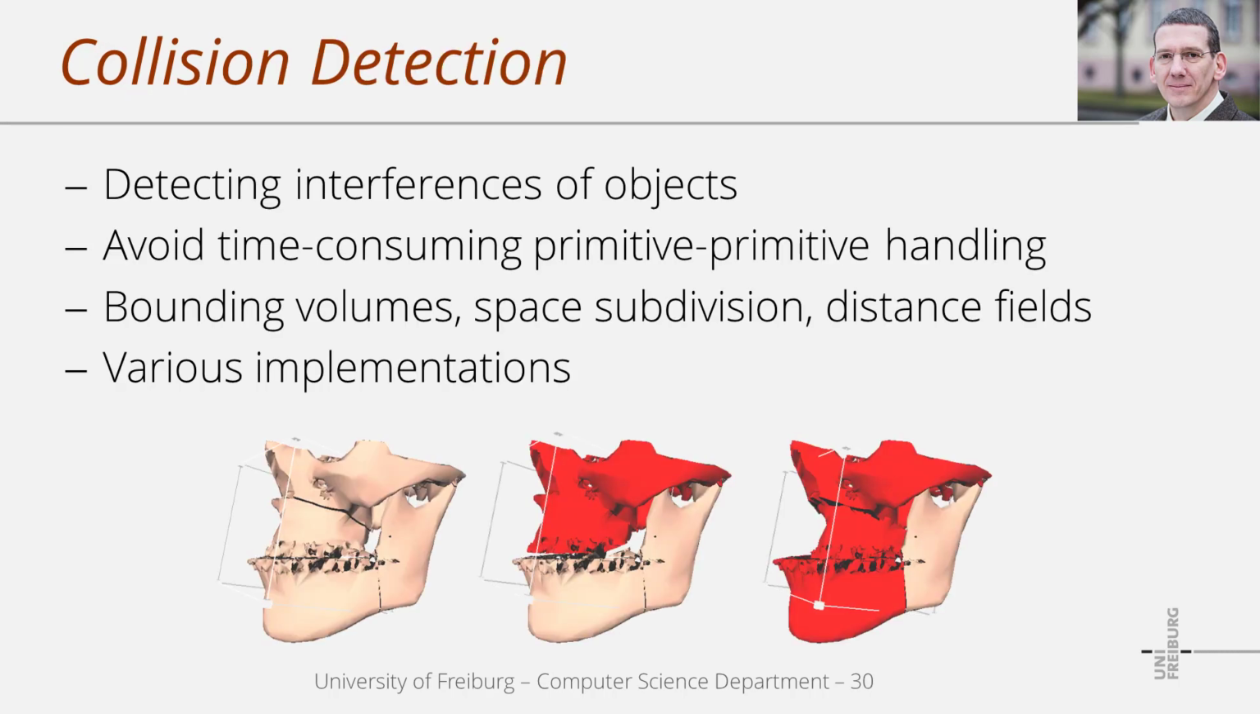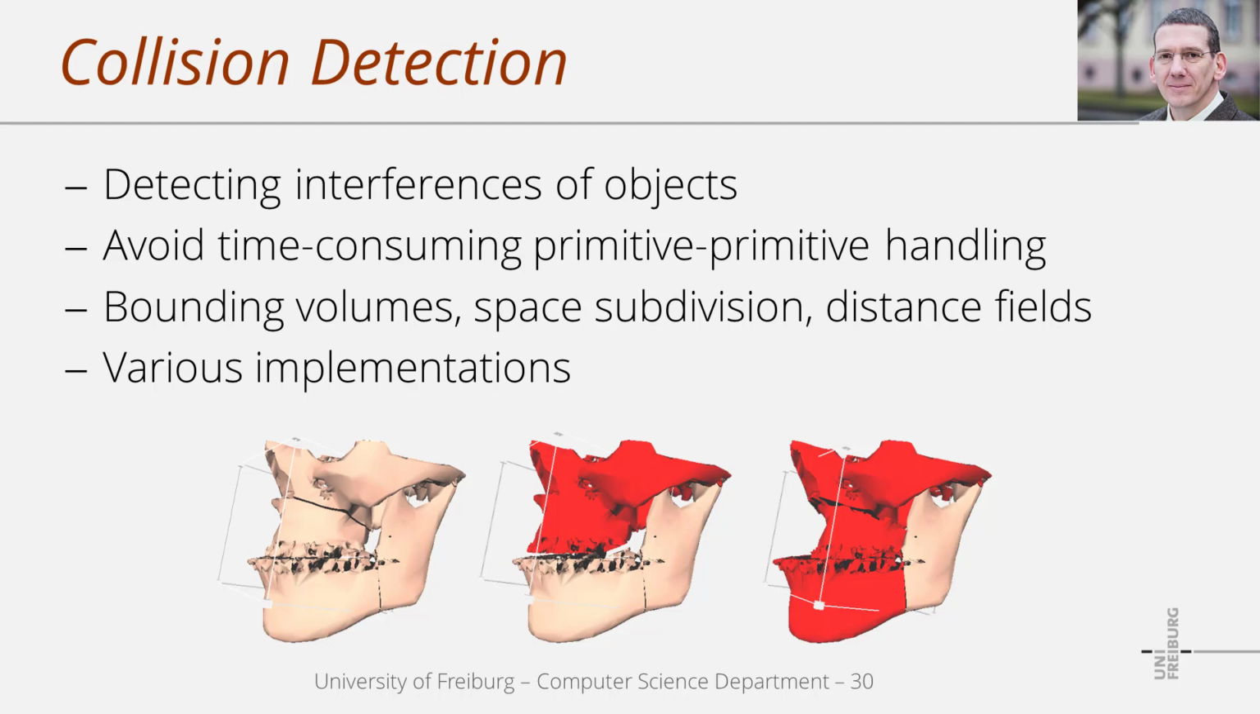Collision detection aims at detecting interferences of the representations of objects. If we have two tetrahedral meshes, then we would like to detect whether one tetrahedron of one object intersects with one tetrahedron of the other object. Such a task can be time-consuming, and a simplistic implementation where we would test each primitive of one object with each primitive of the other object would be of quadratic complexity in terms of the number of primitives.